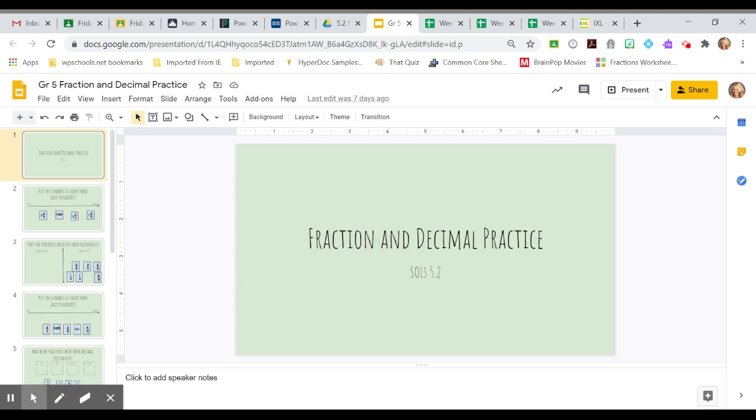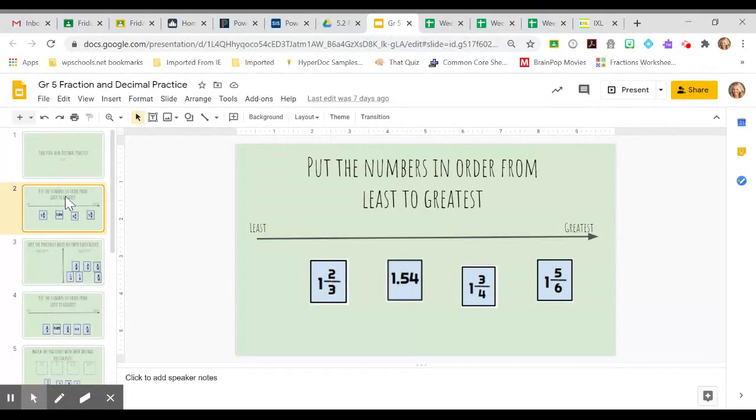Okay, boys and girls, I am going to go over Friday's assignment with you so that you can follow along if you have any questions. Our first slide here is to put the numbers in order from least to greatest. If you notice here, all of these are mixed numbers.